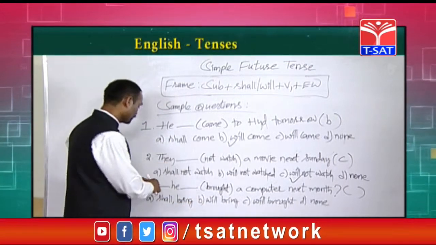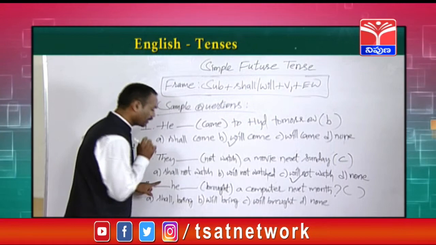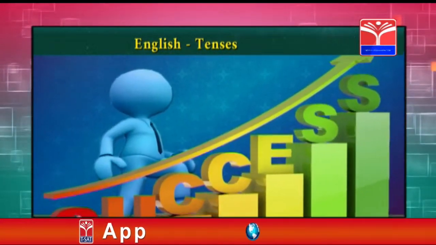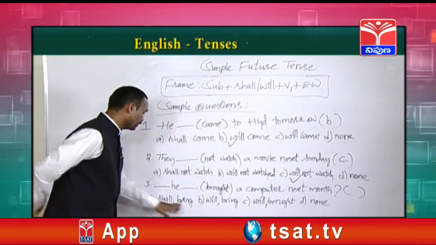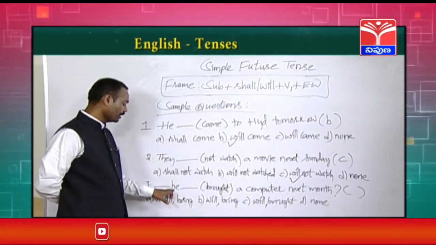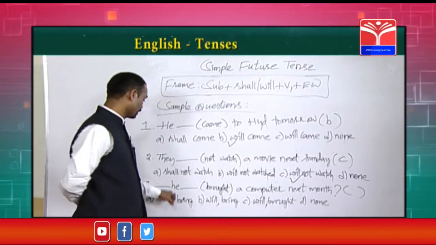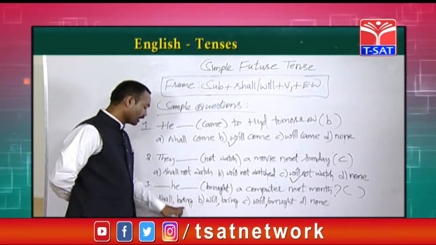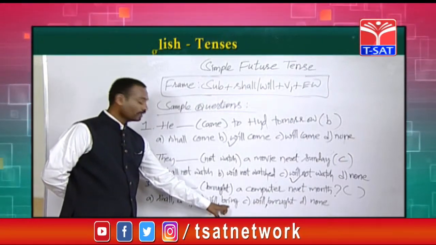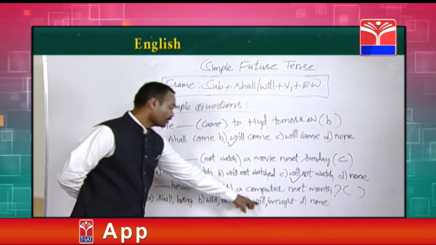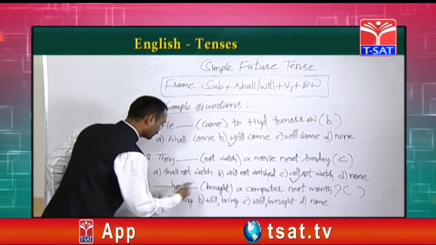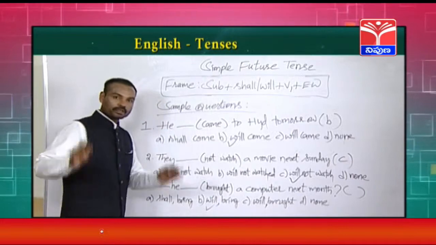So two answers. Will plus bring. We should catch where is will and bring here. See friends, shall bring, it is wrong. For example, if they give subject I or we, this is the right answer. But here they have given he. So shall bring is the wrong answer. Will bring, this is the right answer. So will brought, it is second form, that is wrong. Okay, so the answer for the third question, B is the right answer.